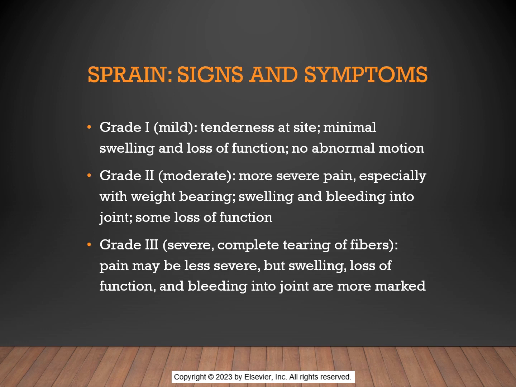A grade 1 sprain is identified as tenderness at the site, minimal swelling and no loss of function, no abnormal motion, a slight stretching, and microscopic tearing of the ligament. A grade 2 sprain is identified with more severe pain, especially with weight bearing, swelling, and bleeding into the joint. There is some loss of function and partial tearing of the ligament. A grade 3 sprain is identified with pain being less severe, but swelling, loss of function, and bleeding into the joint are more marked. A complete tear of the ligament produces instability of the joint.